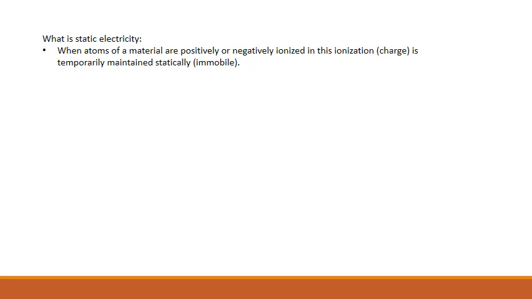What is static electricity? When atoms of a material are positively or negatively ionized, and this ionization or charge is temporarily maintained statically, or immobile. That is static electricity. What is a coulomb? It is the measure of a collection of electrons in the amount of 6.24 times 10 to the 18th power.